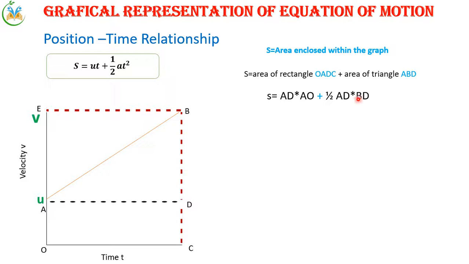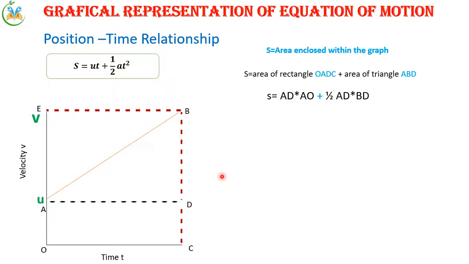And what is the area of the triangle? As we all know, the area of a triangle is 1 by 2 into base into height. So 1 by 2 into base AD and height BD. This is the height. We add the area of the rectangle and the area of the triangle, and we get the area enclosed within the graph.